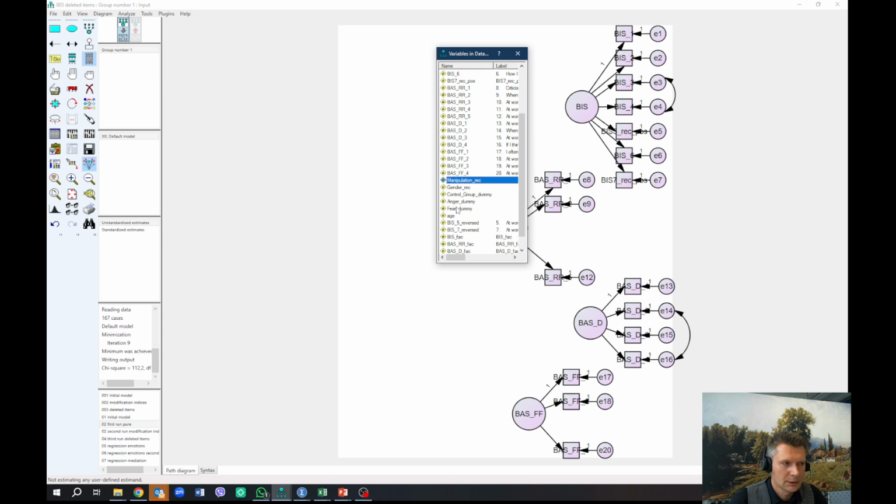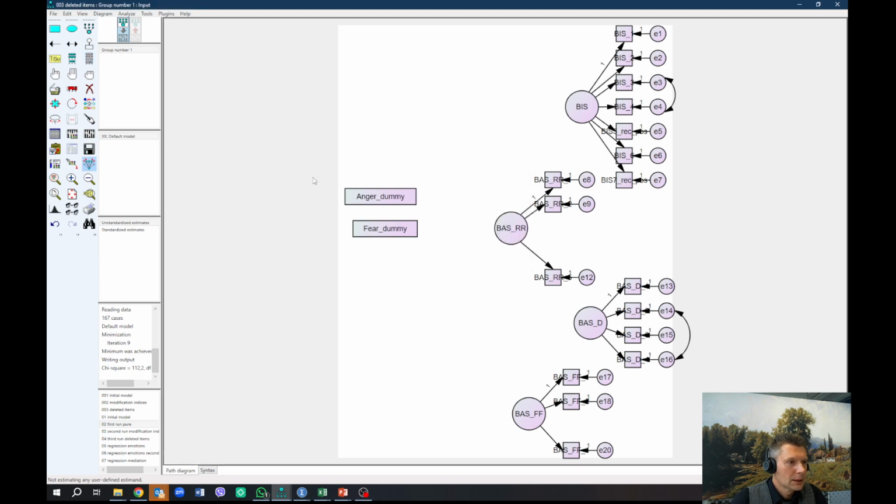Anger, if it is anger, it should be 1. If it is not anger, it's 0. Fear, if it is fear, 1. If not fear, 0. And we have a control group, so actually we need only anger and fear. We add these variables here, anger and fear. And now we can draw the lines, actually what we want to test. Anger with relation to all these latent constructs. Fear with relation to all these latent constructs.